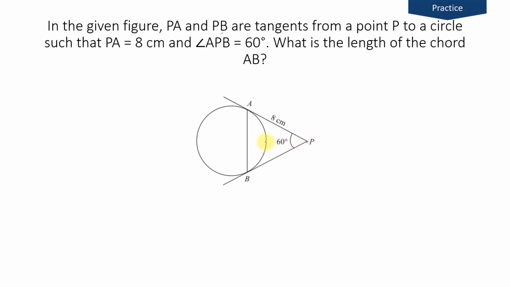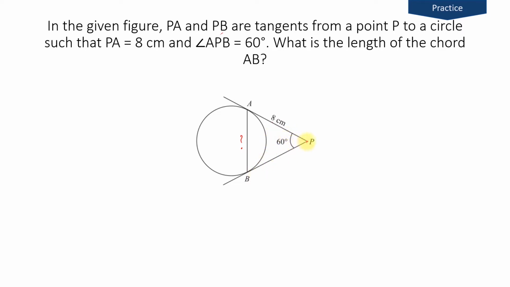PA is given as 8 centimeters. Angle APB is 60 degrees. And we are asked the length of the chord AB. So let us look at this triangle APB. Angle P is 60 degrees.